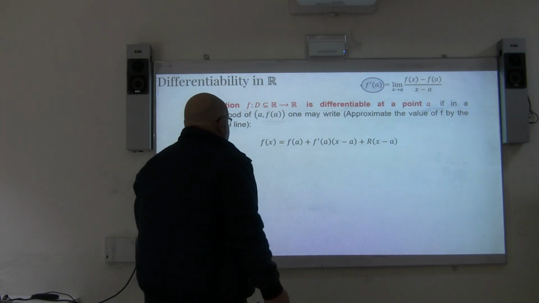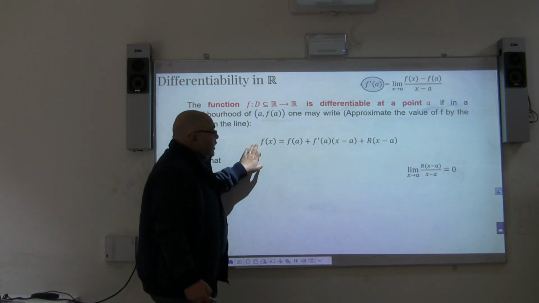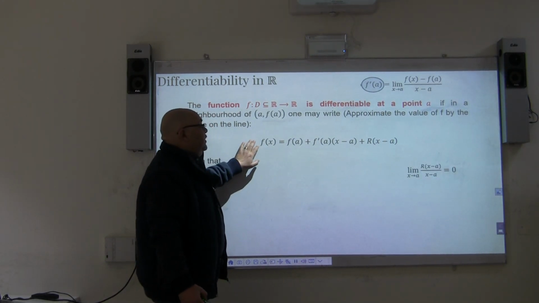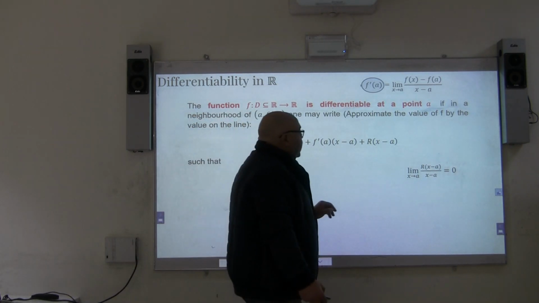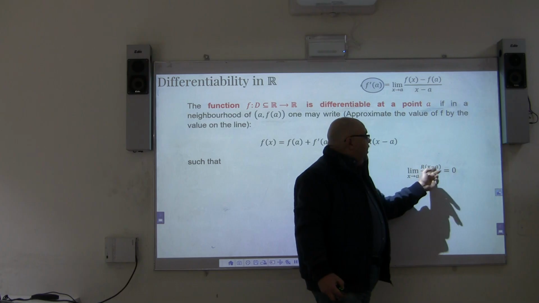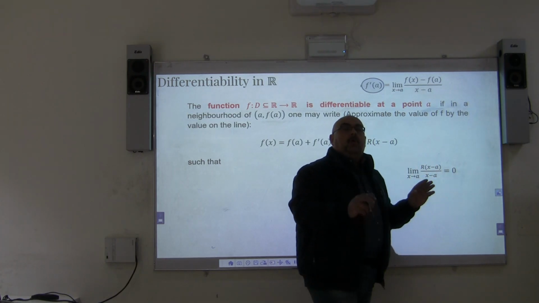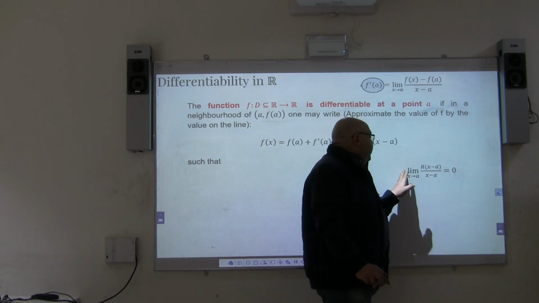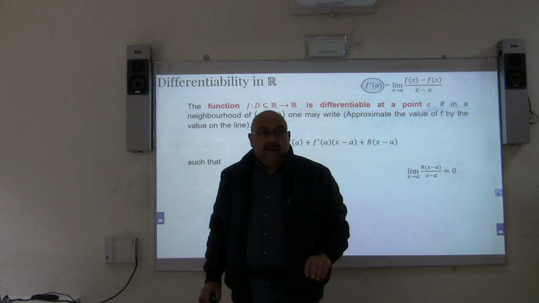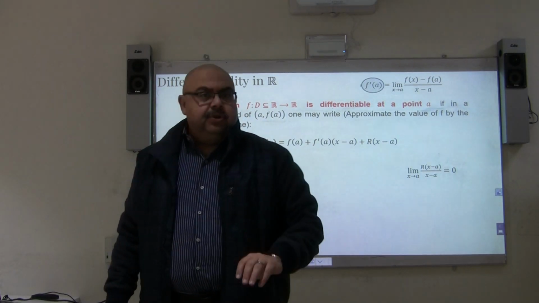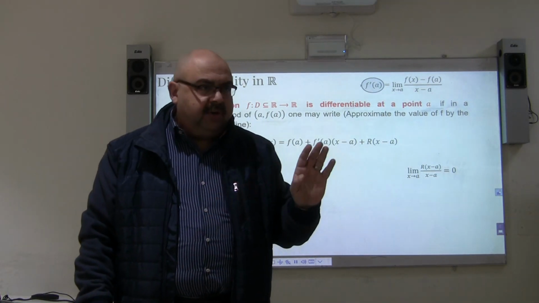Okay? So once more, that's f of x. In order to make this equation valid and perfect, the remainder term should decay faster than x minus a. Or simply, the limit of r of x minus a over x minus a should exist and be equal to 0. In this case, the approximation is 100%.